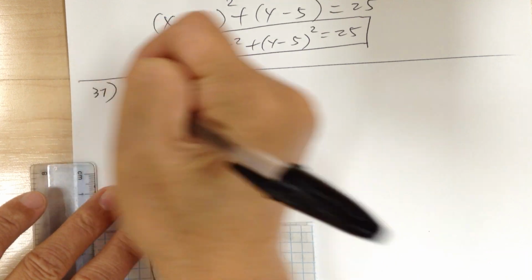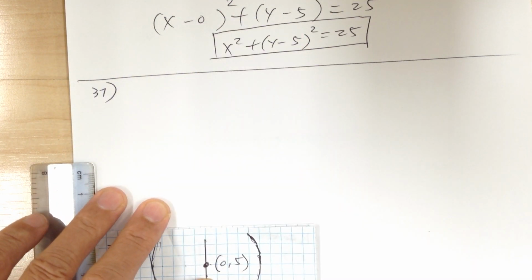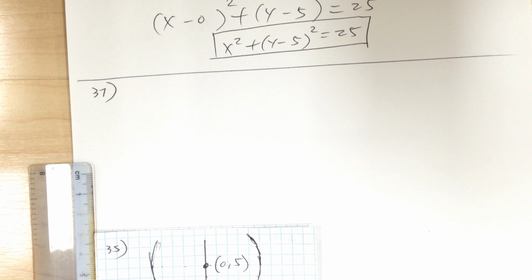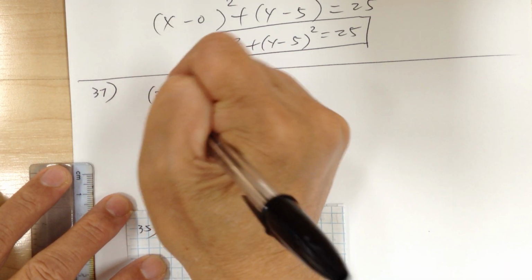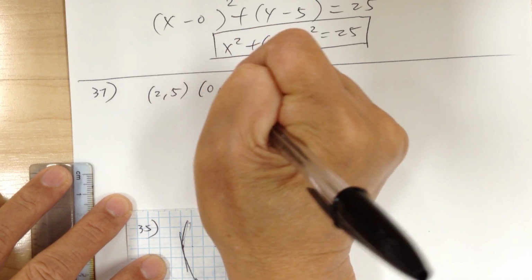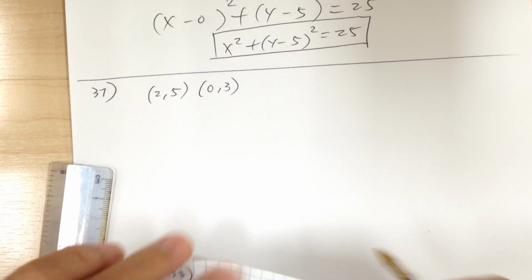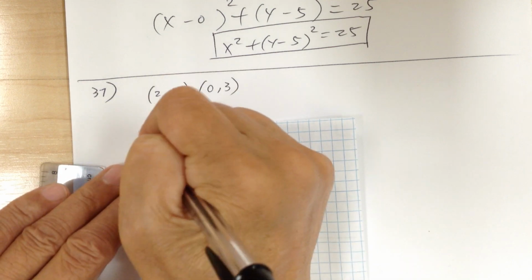Okay, 37. A diameter has endpoints, so you've got 2 points: 2, 5, and 0, 3. Now this is the diameter, right? So number 37.